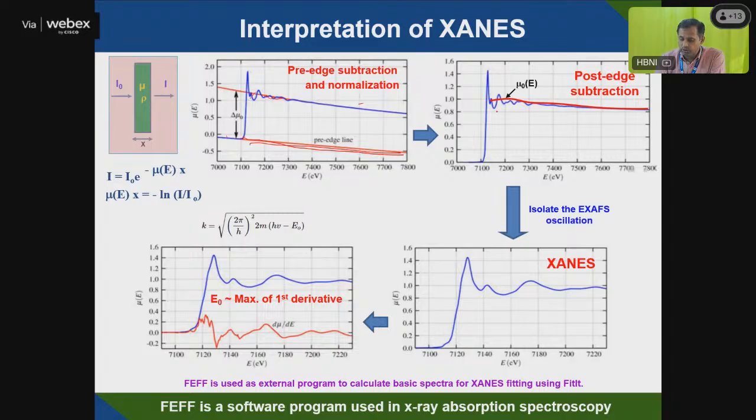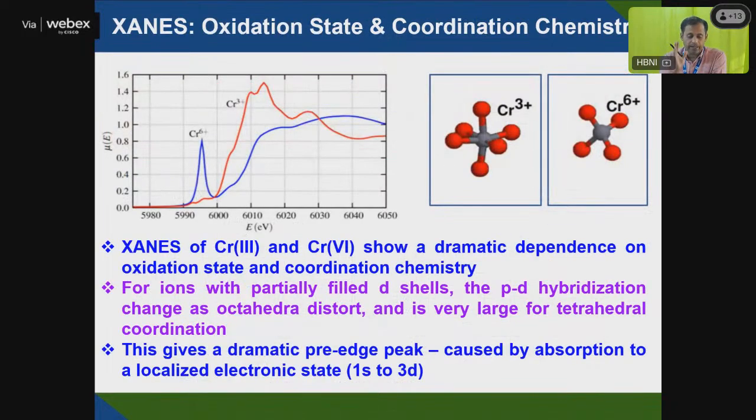Then you will remove the oscillation parts. The oscillation part that I told you about is from EXAFS, the extended absorption fine structure. You remove that, and then you have to take an E0. The equation is the wave vector k equals h nu minus E0. This E0 is the maximum of the first derivative. So you do a first derivative, and you will get the sharp peak position from the band edge, and you can find out the particular band energy. From there you can find out the oxidation state of the element.